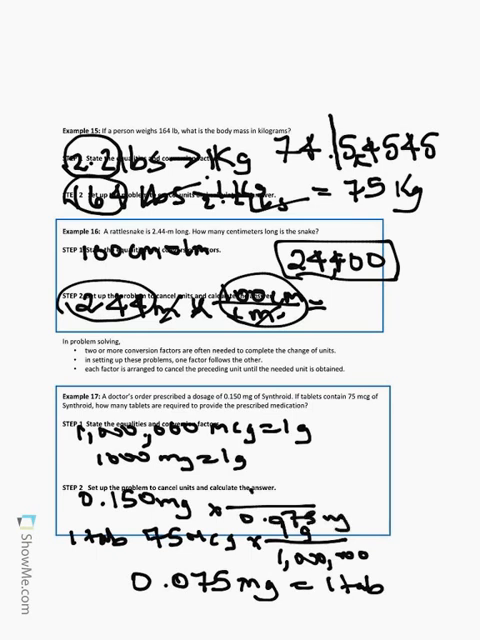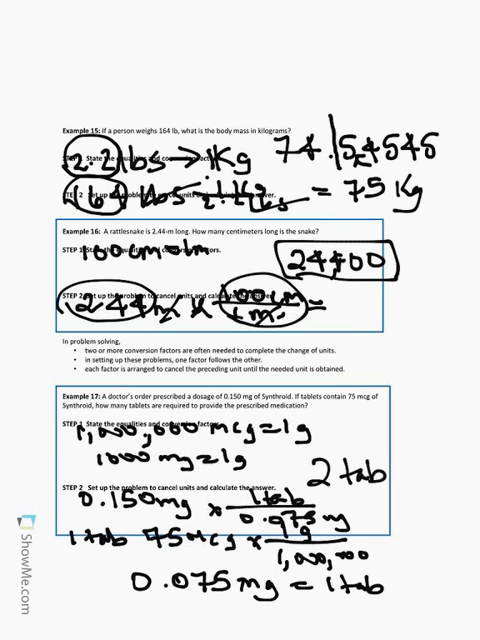0.075 milligrams in 1 tablet. So how many tablets are we going to give our patient? 0.150 divided by 0.075 tells us that we are going to give our patient 2 tablets.